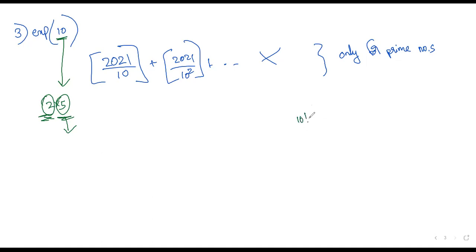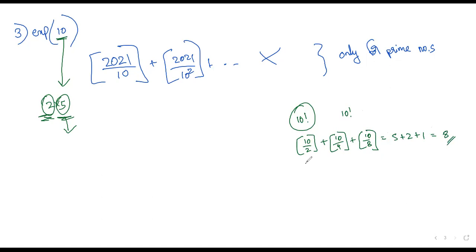Let us find the number of zeros at the end of 10 factorial. Now, how to find the exponent of 2 in 10 factorial? That would be floor of 10 by 2, plus floor of 10 by 4, plus floor of 10 by 8, which is 5 plus 2 plus 1, that is 8. The exponent of 5 will be floor of 10 by 5, that's it, which means it is 2.